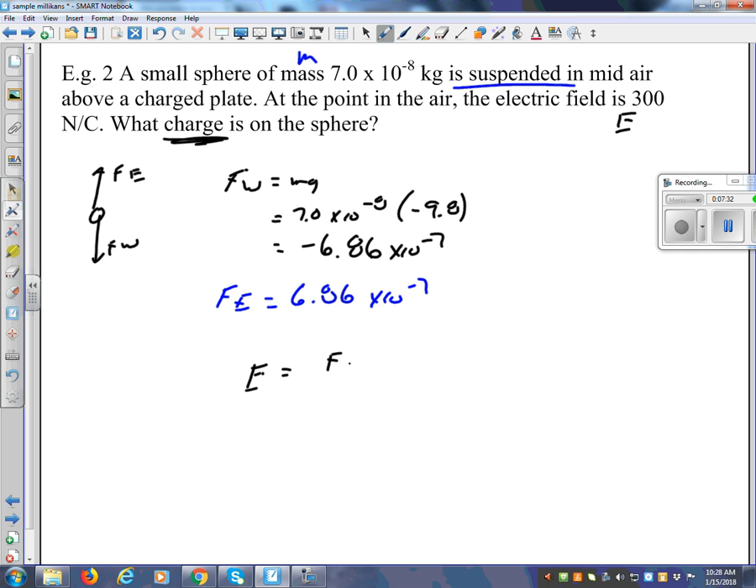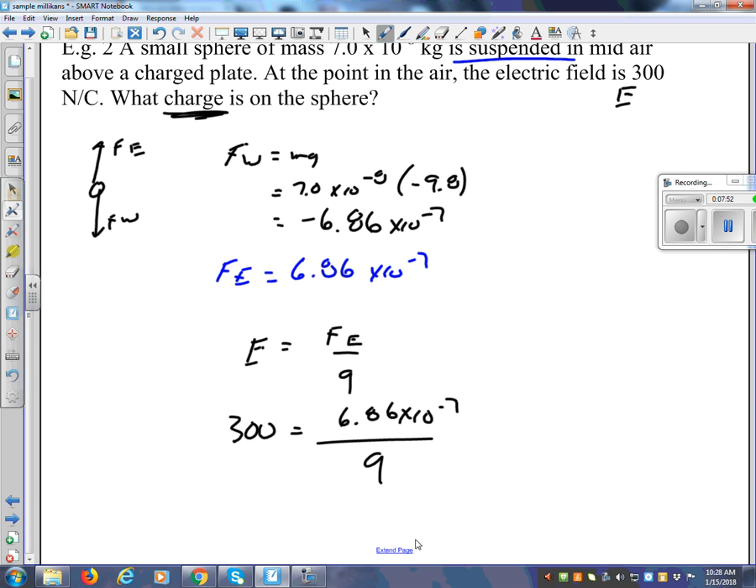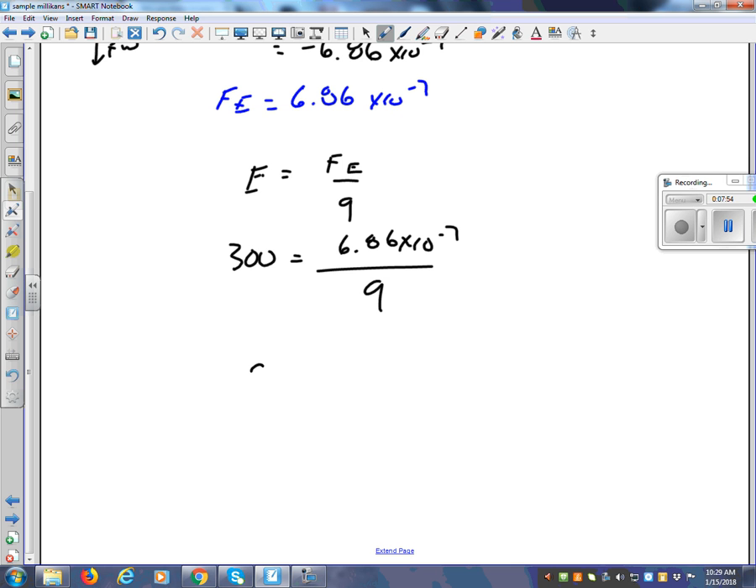E equals FE over Q. The electric field is 300. The FE is 6.86 times 10 to the minus 7. And we're solving for Q. Now we've had lots of questions like this where the unknown's on the bottom. You need to be able to solve this. So that's going to be 6.86 times 10 to the minus 7 divided by 300, right? Those guys just switch places. You should still have that number in your calculator. All you do is just divide by 300.